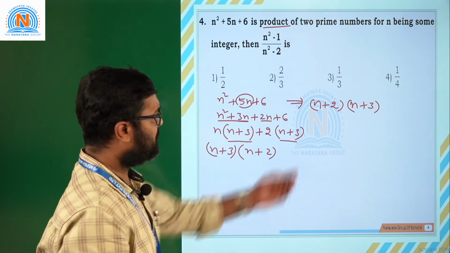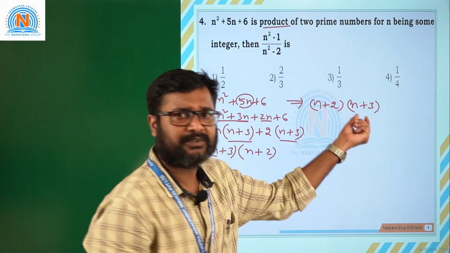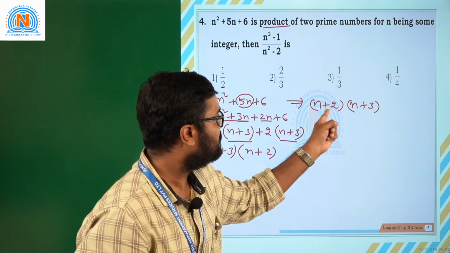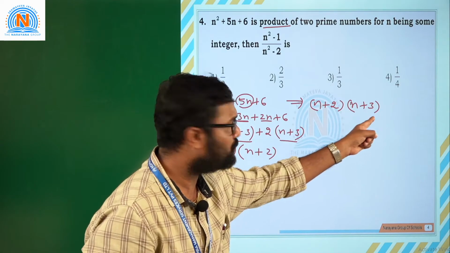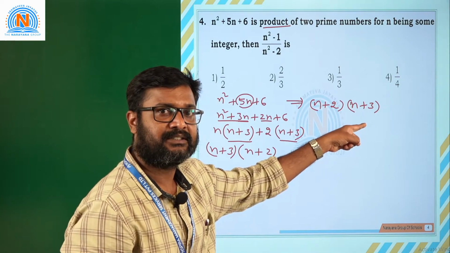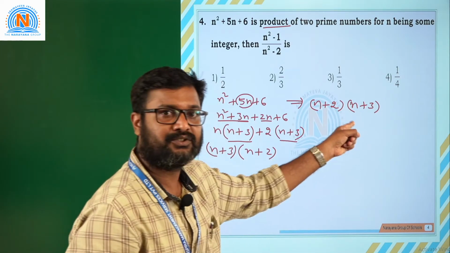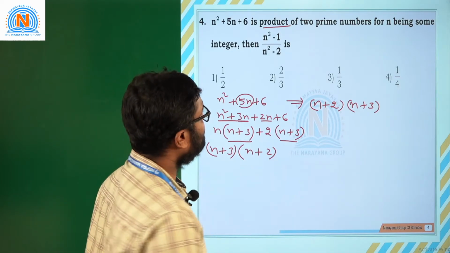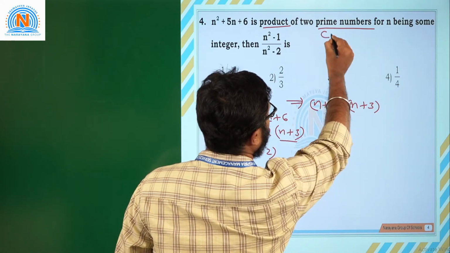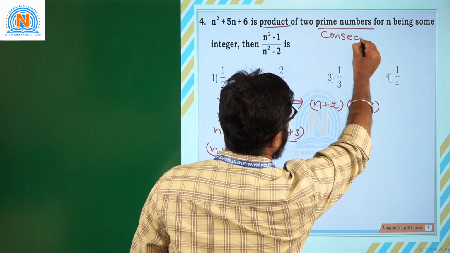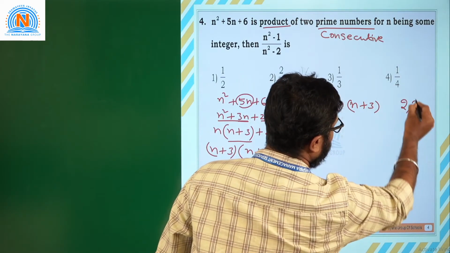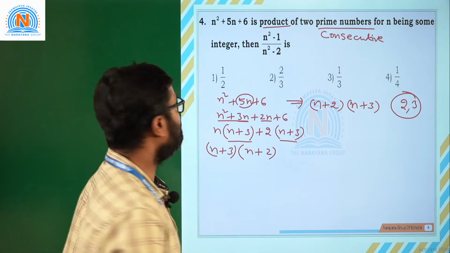See, if you observe, these two are also consecutive numbers, isn't it? N plus 2 and n plus 3. Can I write this n plus 3 as n plus 2 plus 1? So this is exceeding the other by 1, isn't it? So these two are consecutive numbers, and so these prime numbers are consecutive. What are consecutive prime numbers? For example, 2 and 3 are consecutive prime numbers, isn't it?